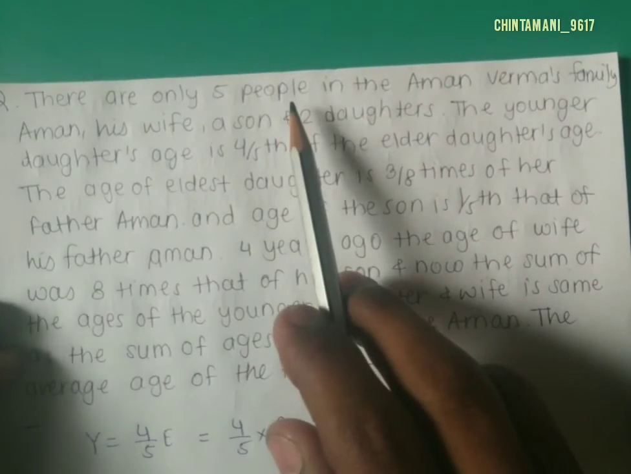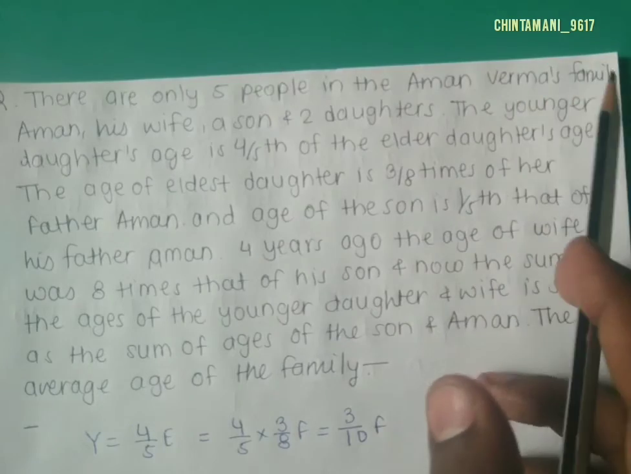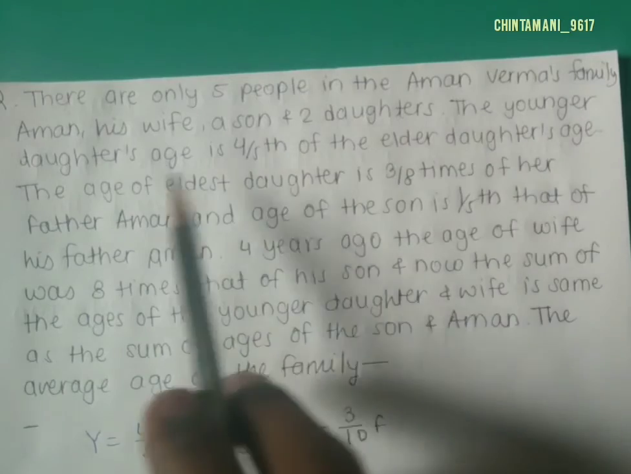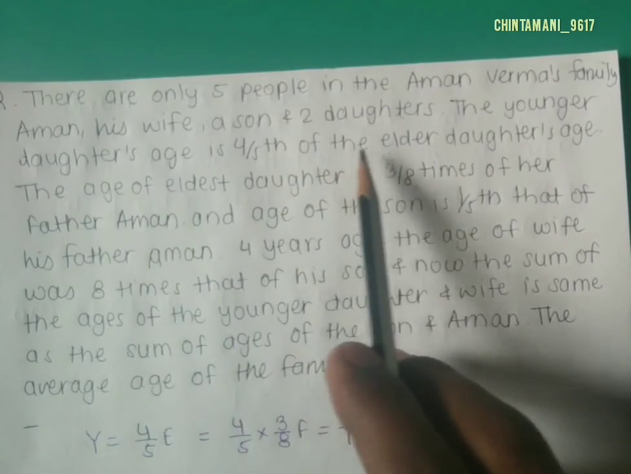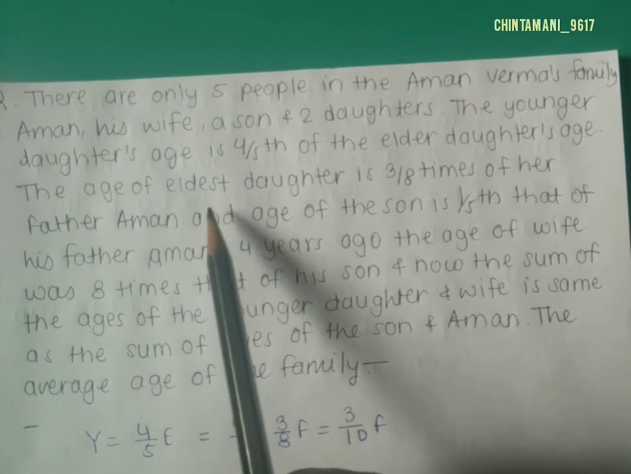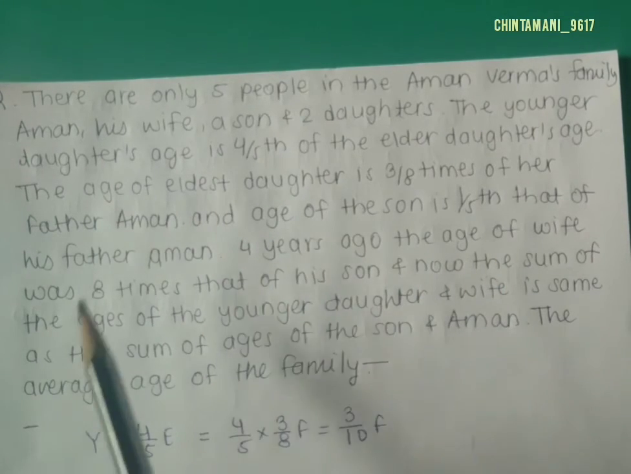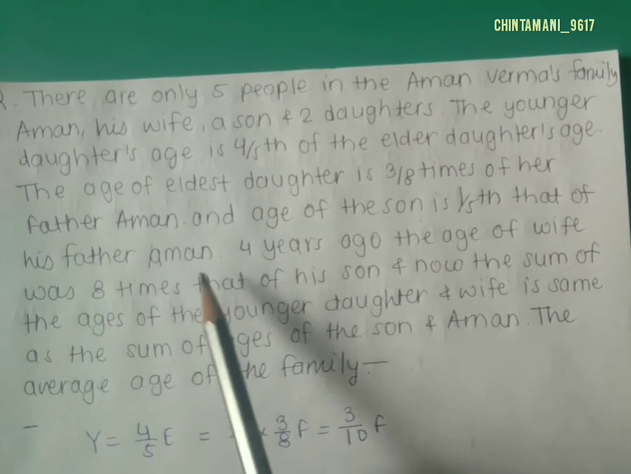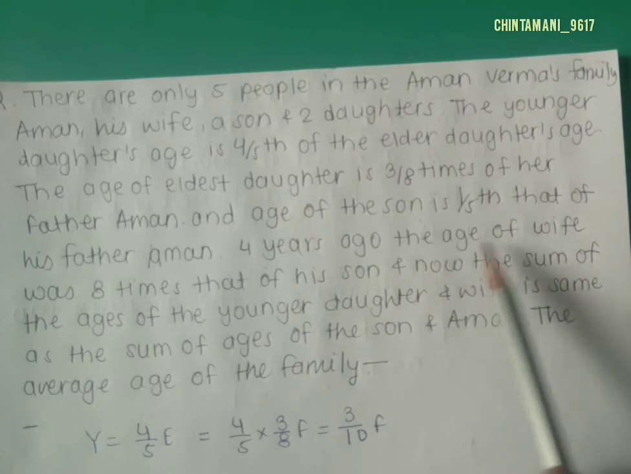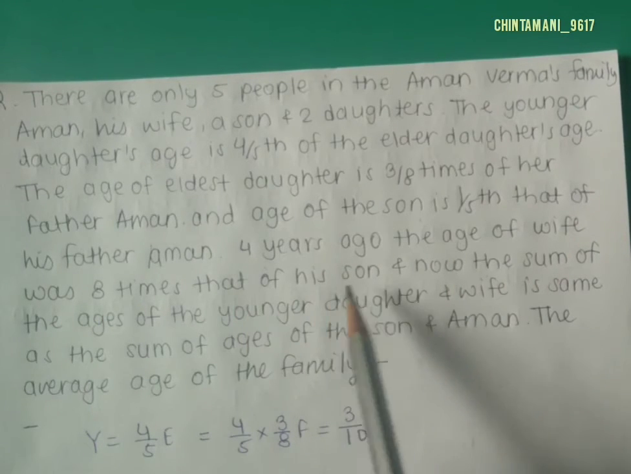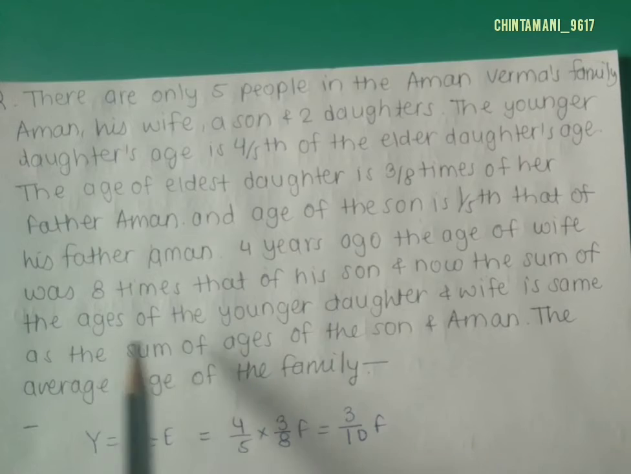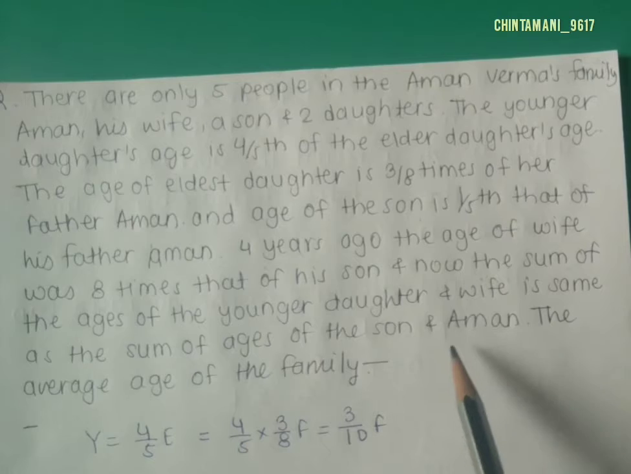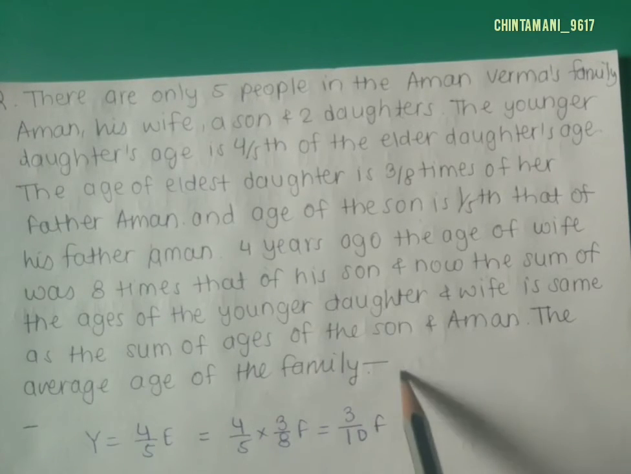there are only 5 people in Aman Verma's family: Aman, his wife, a son and 2 daughters. The younger daughter's age is 4/5 of the elder daughter's age. The age of the eldest daughter is 3/8 times that of the father Aman, and the age of the son is 1/5 that of his father Aman. 4 years ago, the age of the wife was 8 times that of his son, and now the sum of the ages of the younger daughter and wife is the same as the sum of the ages of the son and Aman. Find the average age of the family.